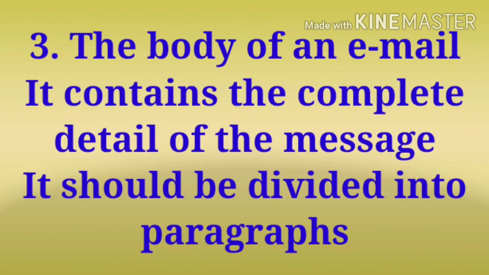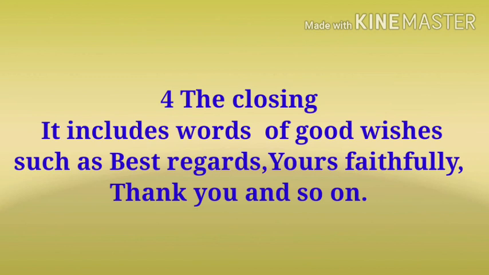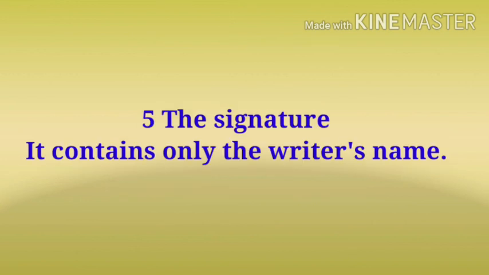Next segment of email writing is the body of an email. It contains the complete detail of the message. It should be divided into paragraphs or in detail. Fourth segment of email writing is the closing. It includes words of good wishes such as best regards, yours faithfully, thank you, and so on. Fifth segment of email writing is the signature. It contains only the writer's name. However, it may sometimes include the title of the organization of the sender.